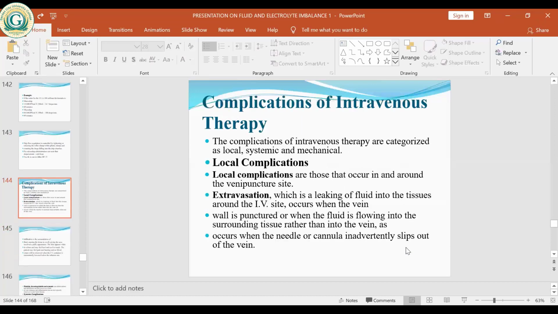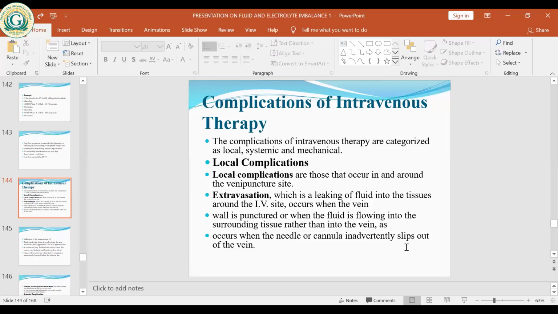Complications of intravenous therapy. Yeah, Daniel? I think if we are using this one, the drop rate is going to be too high, because I divided the time. Daniel, let me finish with my lecture. Okay, yes, sir.